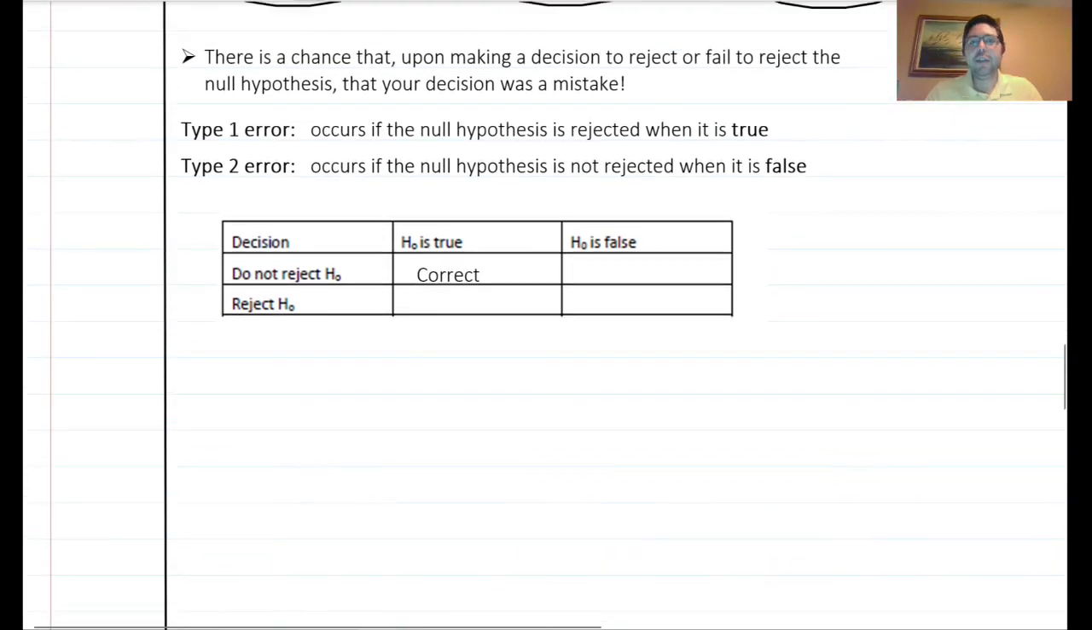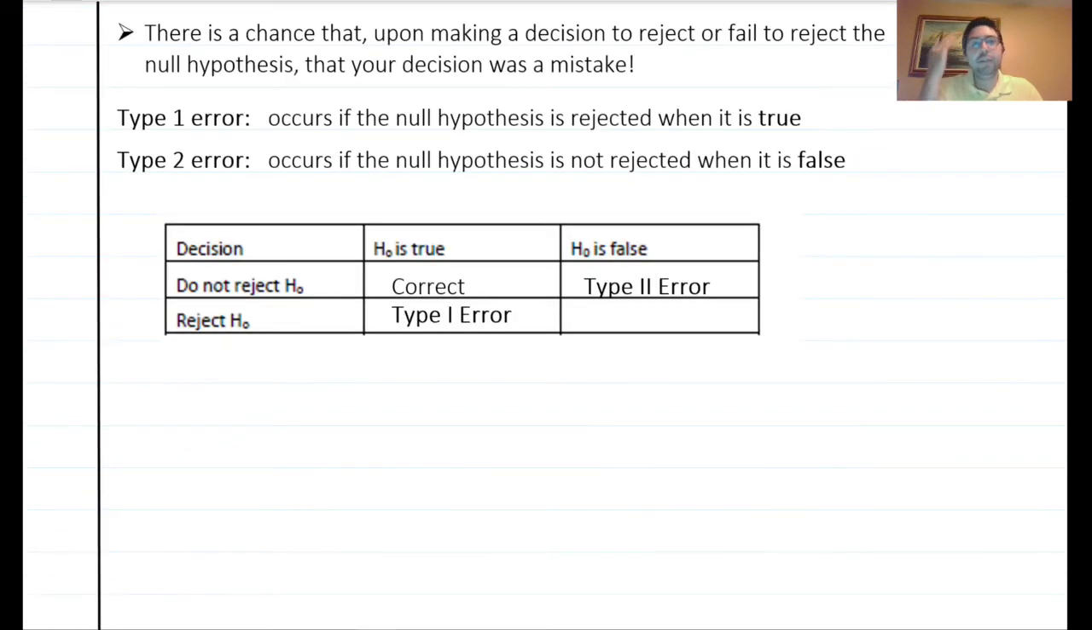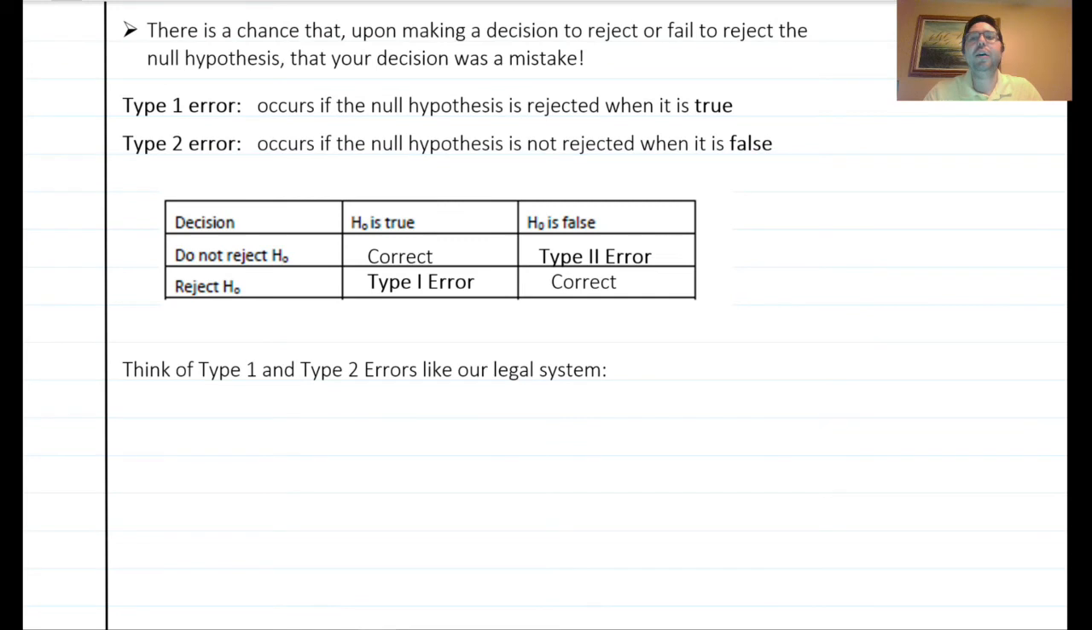Now, let's say the null hypothesis is true, but we reject it. That's an error. That's a type 1 error. We rejected it when we shouldn't have. Now, what happens if the null hypothesis is false, but we fail to reject it? Well, that's another error. That's a type 2 error. It's false, but we didn't reject it when we should have. And if it's false and we reject it, that's a correct decision. All right, so that's type 1, type 2 error, and whether it's correct or not.